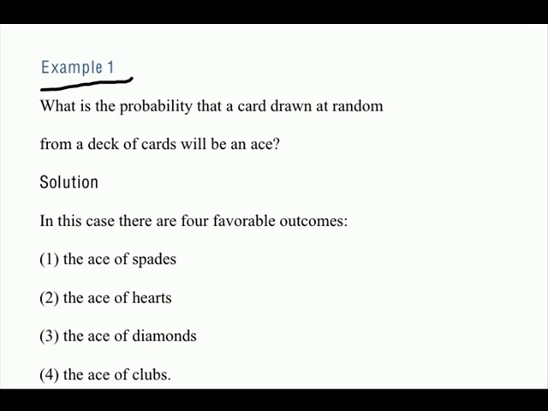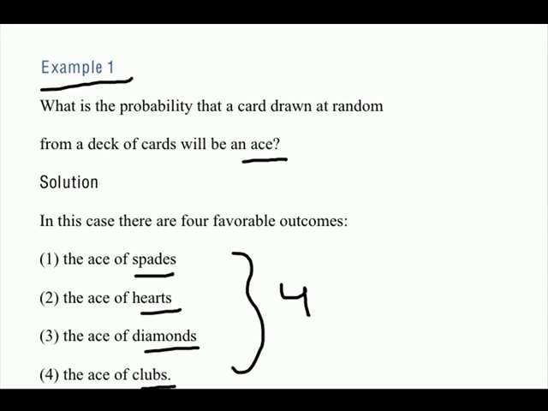What is the probability that a card drawn at random from a deck of cards will be an ace? Now first of all, what this assumes is that you know in a deck of cards how many aces are there. So you got 4 suits, and the 4 suits are spades, hearts, diamonds and clubs, and each suit has 1 ace, which means there are 4 aces.